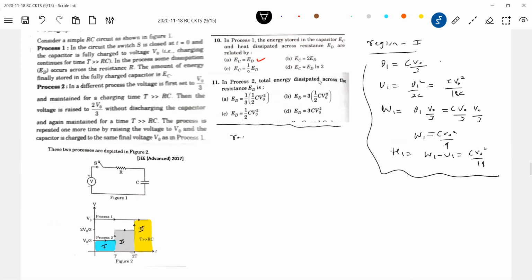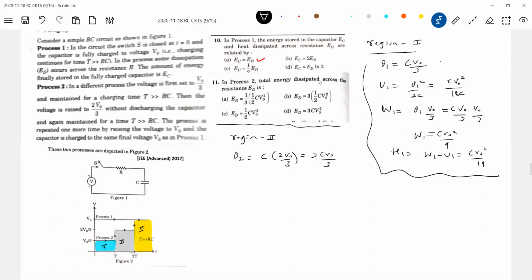Region 2, I'll take it. Now, when it comes to region 2, the capacitor already has some charge, and finally the potential has become 2V naught by 3. The final charge will be 2CV naught by 3. Then how much extra charge will flow? Earlier the charge was CV naught by 3. Now it is 2CV naught by 3.